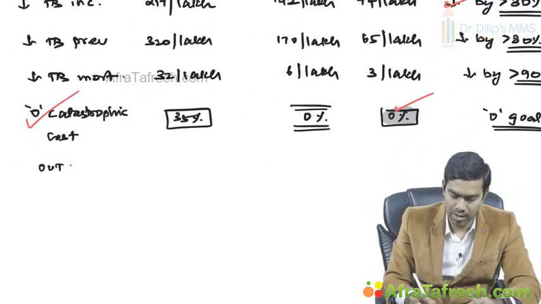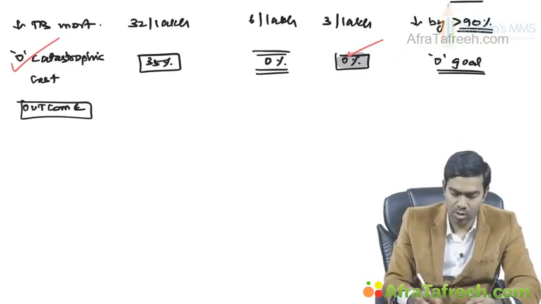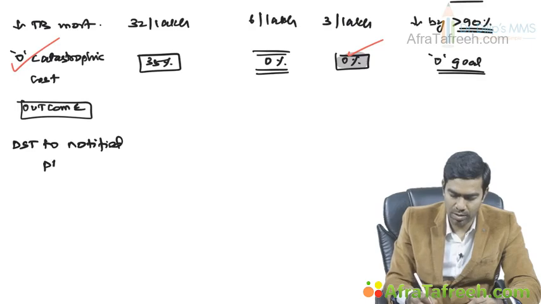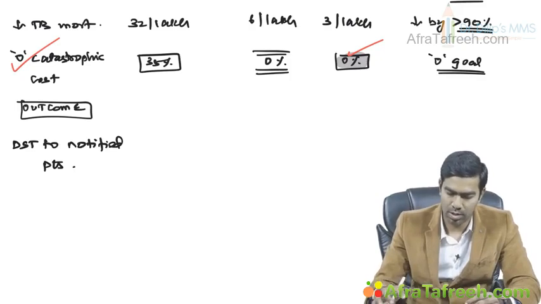Then we have outcome indicators also. So what are the outcome indicators? The number one outcome indicator is offering drug sensitivity testing to notified patients. So whether all notified patients are offered drug sensitivity testing to identify resistant tuberculosis.